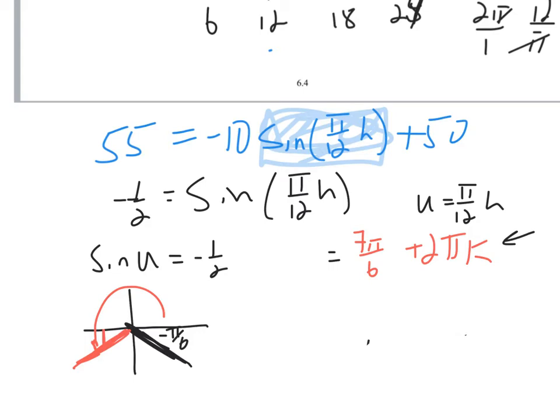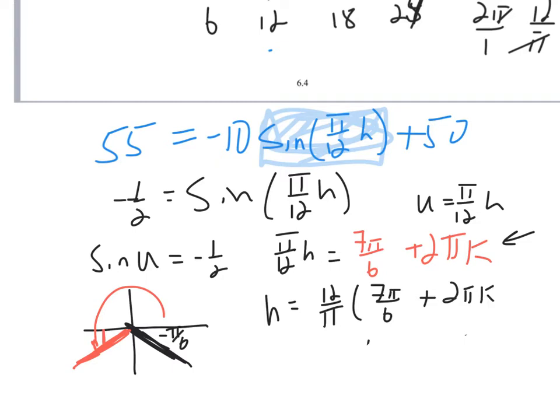What is it? Pi over 12h. So just like I did back when we had that sine 3 theta, I'm going to multiply by the reciprocal of pi over 12, which is 12 over pi. And that'll isolate the h. I'm going to do 12 over pi times 7 pi over 6 plus 2 pi k. Maybe we don't even need this part, but I'll include it anyway because it'll help us later on.